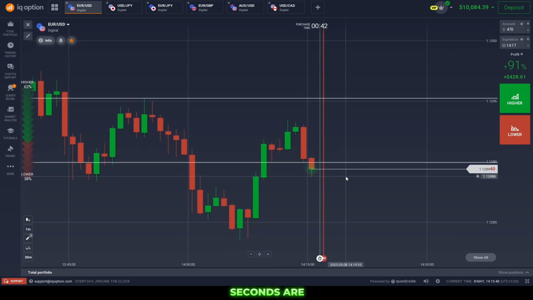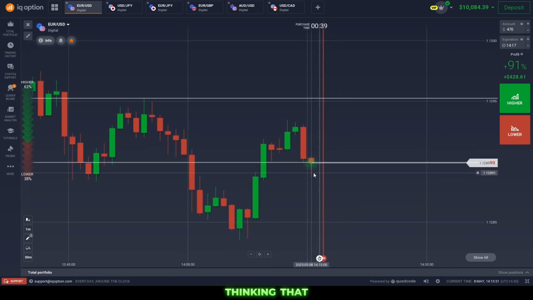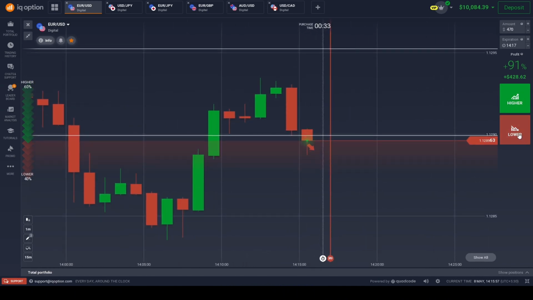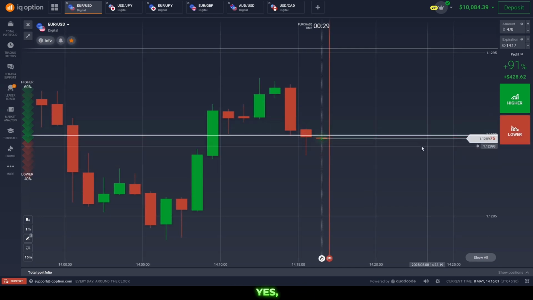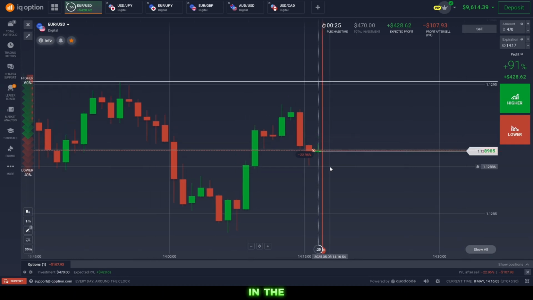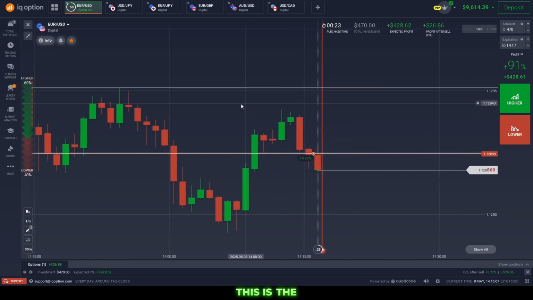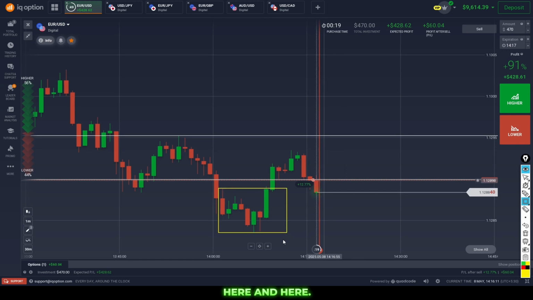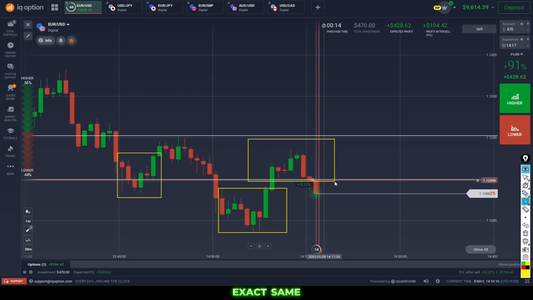Last 12 seconds are remaining, and I'm thinking that maybe the candle will close below. Let's see what will happen. And last 2 seconds are remaining. Yes, the candle closing is below, and that's why we placed this trade in the downward direction. This is the similar trade that we took here and here. This is the exact same setup.